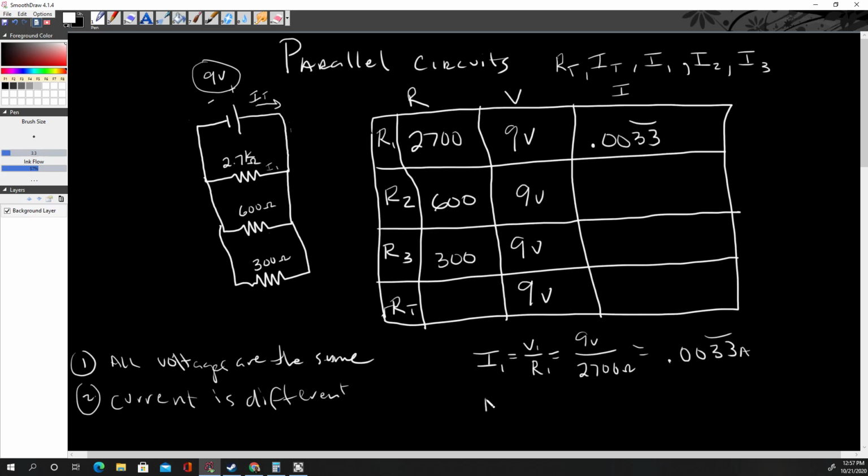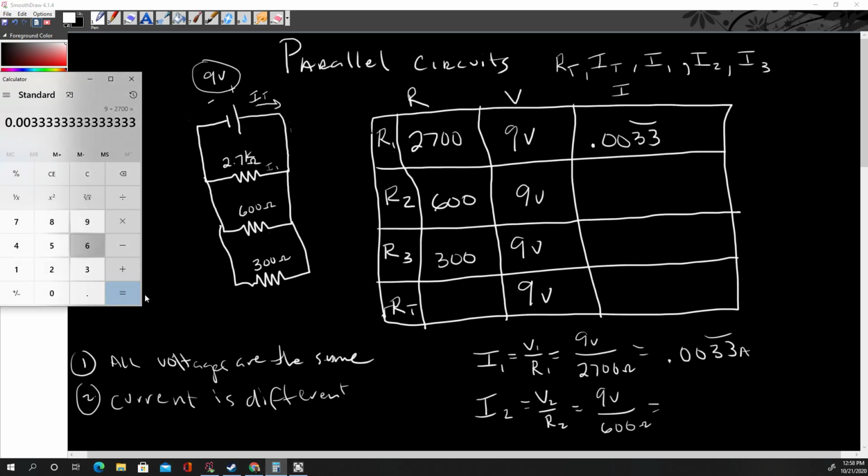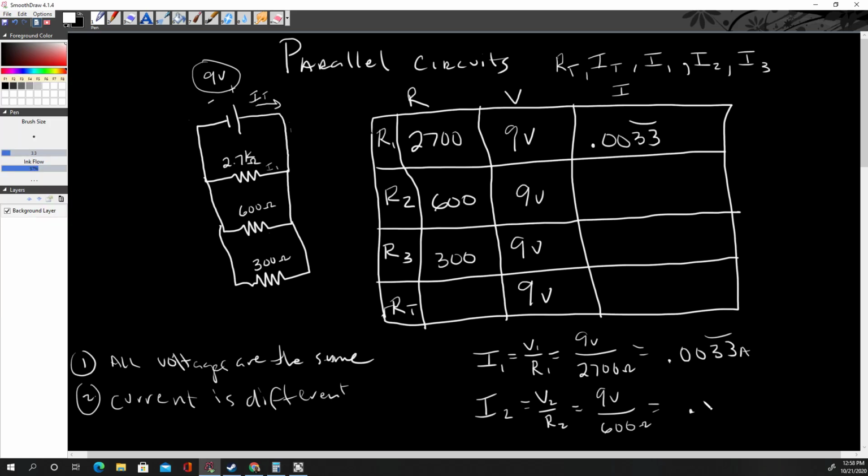And then the next one, let's solve I2, so the current 2. I only need to know the voltage for 2 and the resistance for 2. So they're right here. So 9 volts, and the resistance is 600 ohms for that one. And then we're just going to take a calculator and go 9 volts divided by 600. Oops, I think I messed it up here. 9 divided by 600 is 0.015 amps.